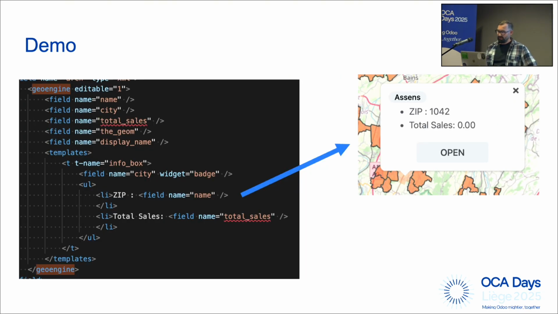So basically, it's implemented as a new view type, and you can configure it as Kanban views in Odoo. So if you click on an area, you can see the fields you defined in the template, just as a normal Kanban view.